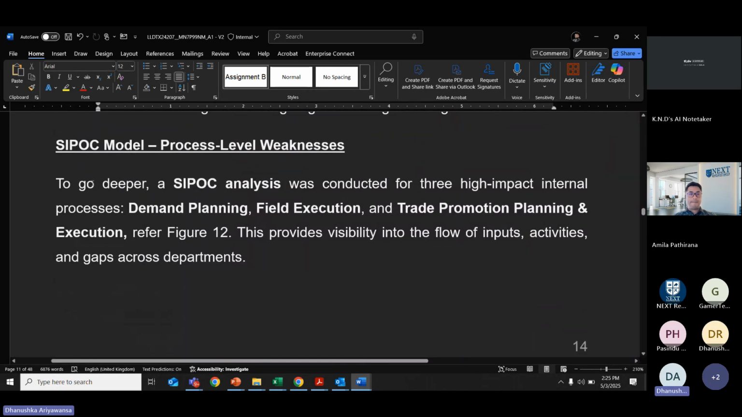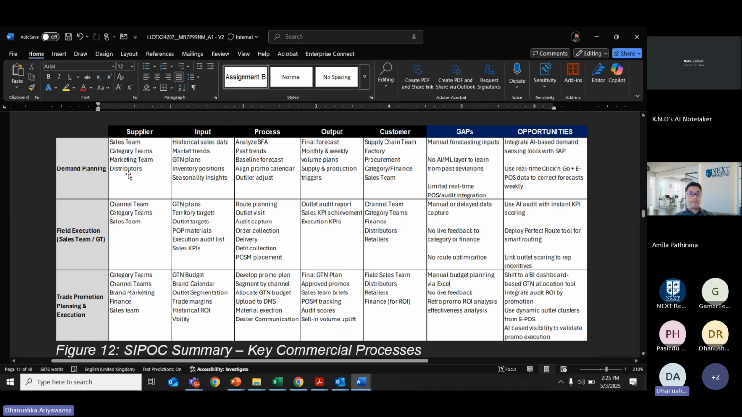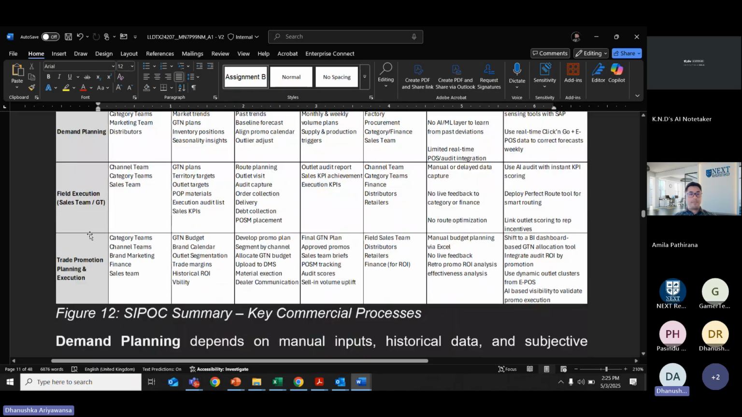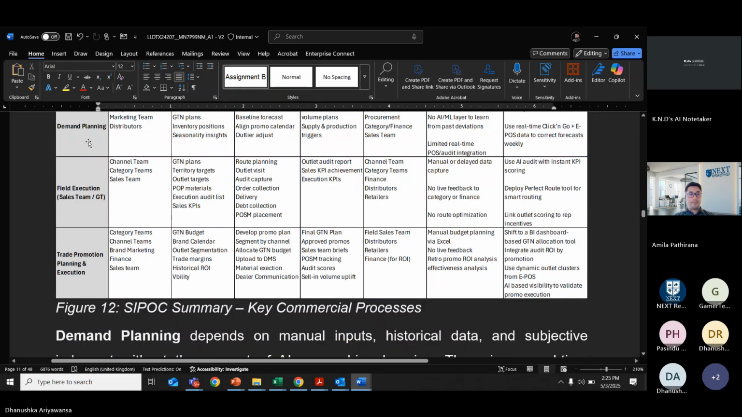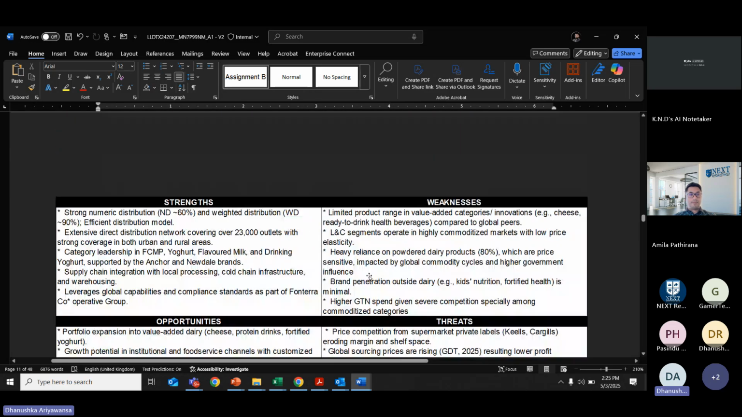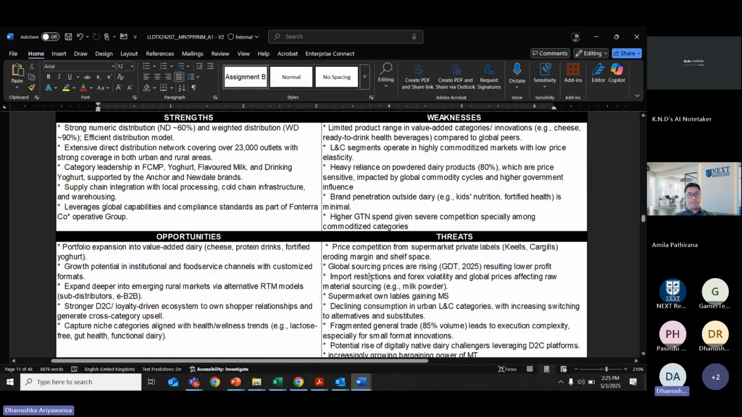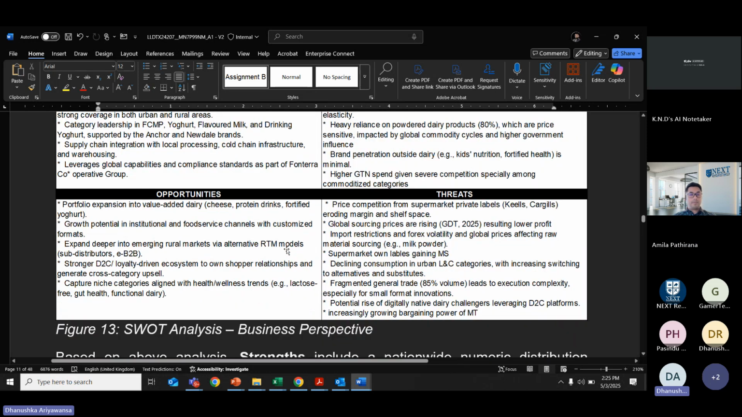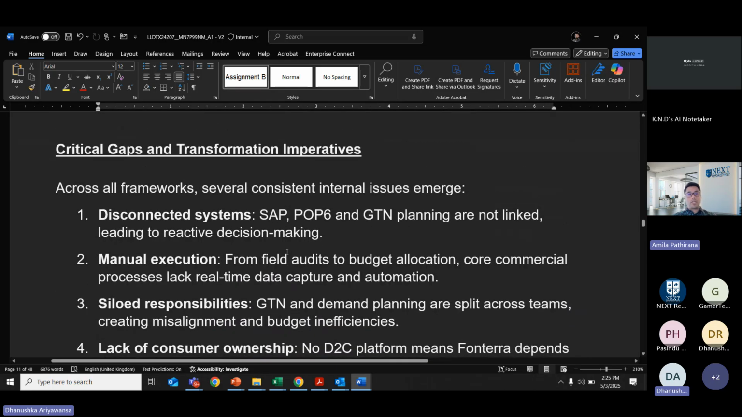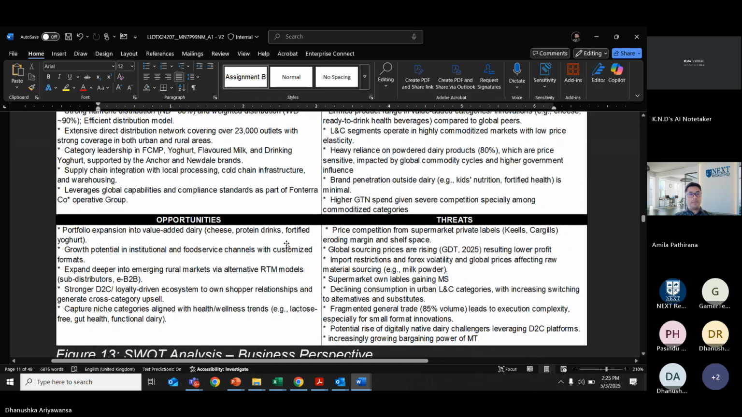Then, yeah, the Cyborg model in terms of supplier input process. So where's the gap and where the opportunity is. So I've taken three key areas: demand planning, field execution, and trade promotion. So that will be discussed here. And so SWOT. Basically, SWOT is discussed just to see what the opportunities and issues are. And finally, go back to SWOT a little bit, Danushka. Sorry.